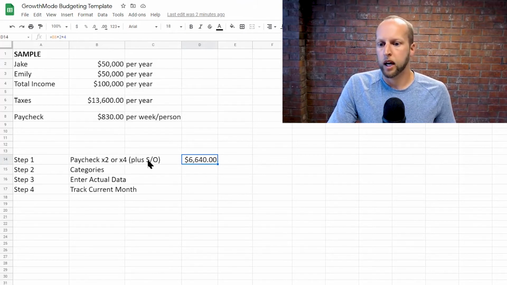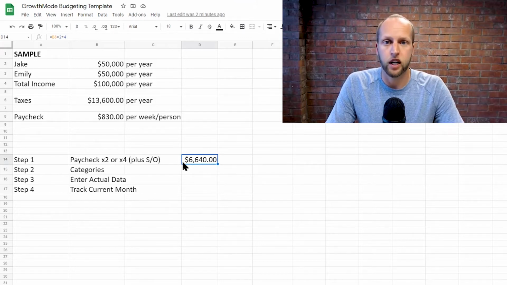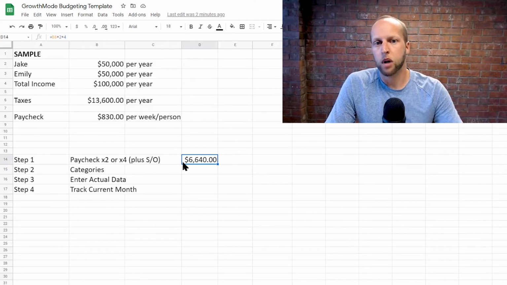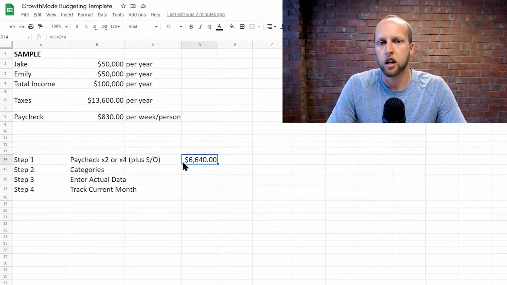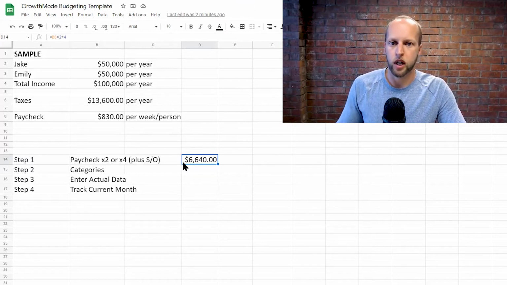So if you get paid every week, and you take that number and multiply it by 4, what you'll notice is that over the course of the year, maybe you get paid on Thursdays. Well, over the course of the year, there are going to be 4 months where there's actually 5 Thursdays. And so you get paid 5 times.